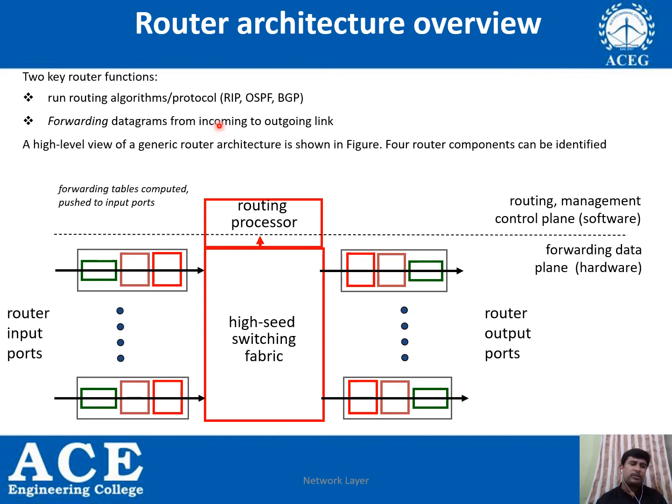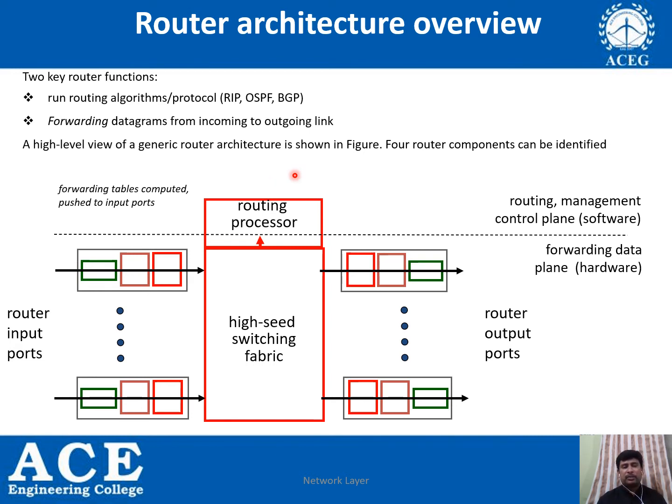We have different types of routing protocols, namely Routing Information Protocol, Open Shortest Path First, and Border Gateway Protocol. So, two major functions: forwarding and routing. To implement these functions effectively, a generic router architecture is shown below, which has four important components. So the router, to deliver those two important functions, will be using four important components. So what are those four components?